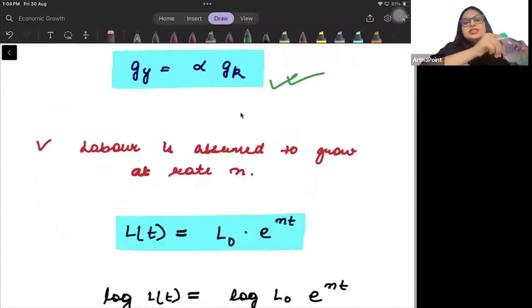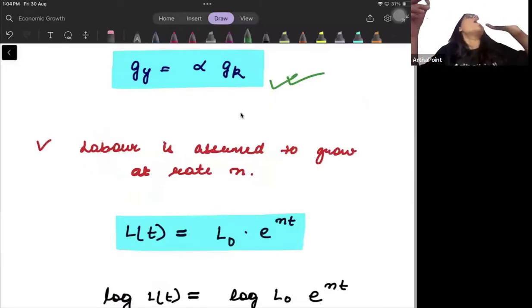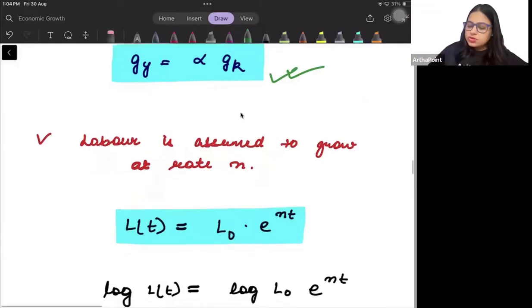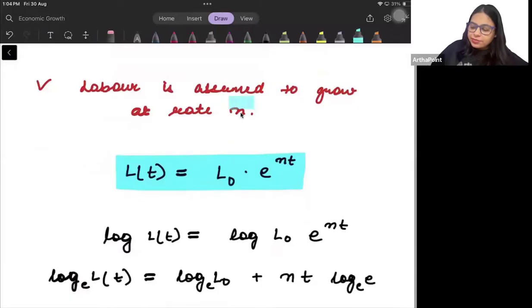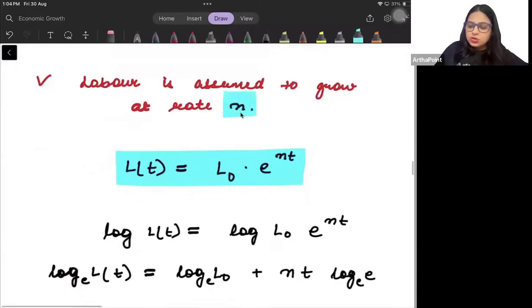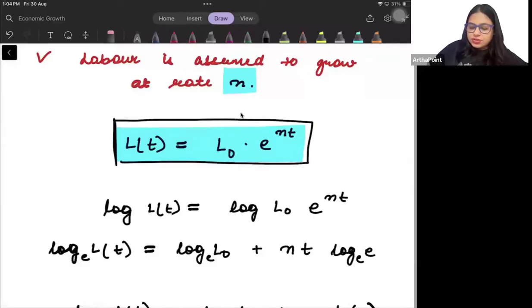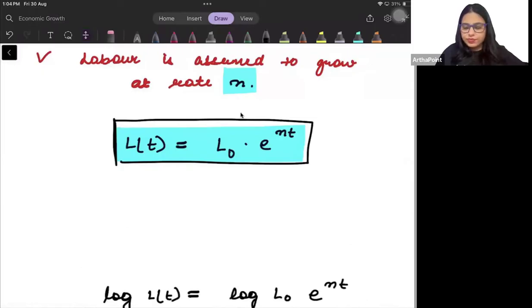Another thing that we are assuming in this model is that labor is also growing. So we assume that labor grows at the rate of n, right? So here we have written an equation like this. Basically this is how we write the equations in maths. When we write a differential, this is one way of starting off with it.